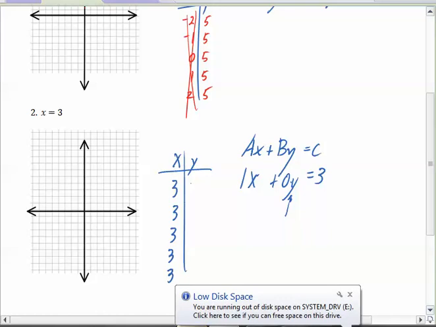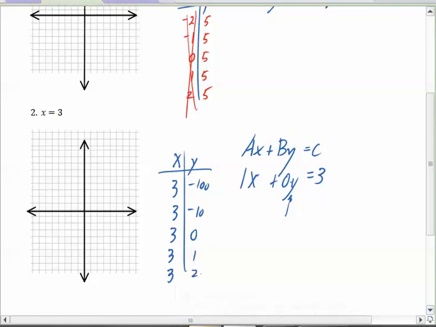x could be -100. I mean, it doesn't matter, I'm just exaggerating here. And it doesn't matter what y is. x is going to be 3, so that means we have a vertical line going right through the x-axis at 3. Right there. It goes through there. So I have over 3 up whatever, I have over 3 down whatever. It doesn't matter what y is because x is 3.